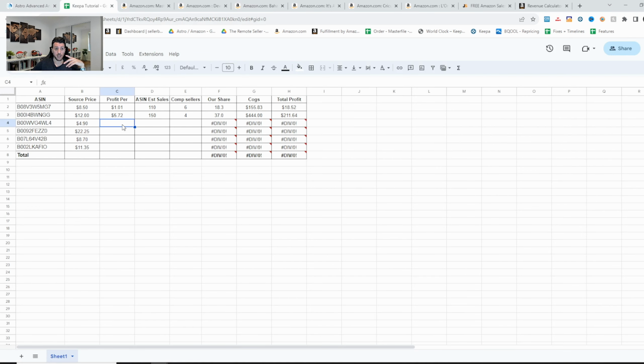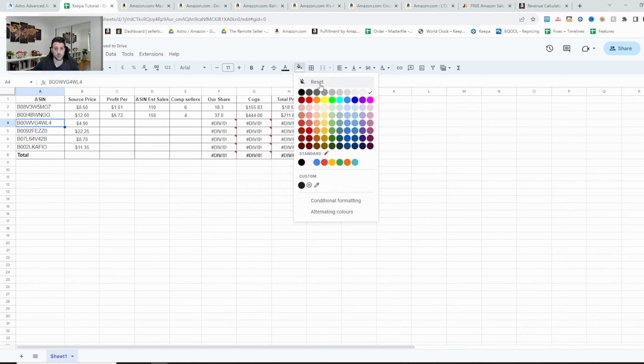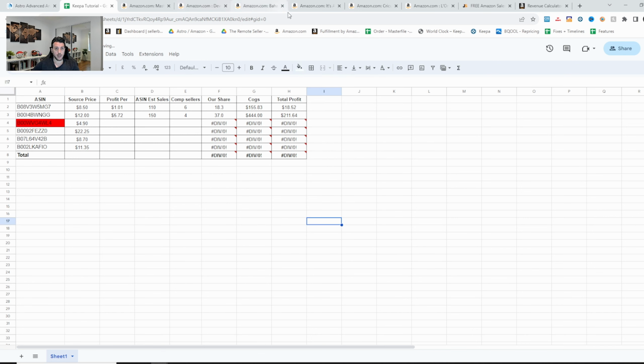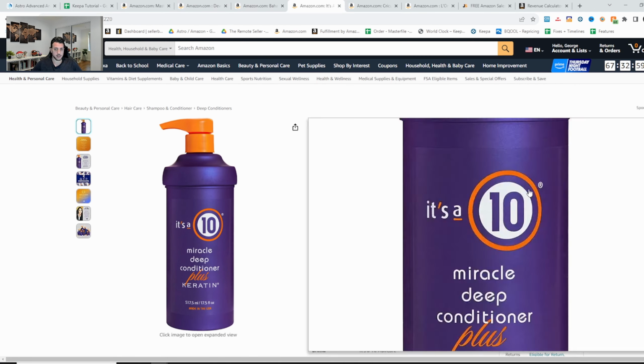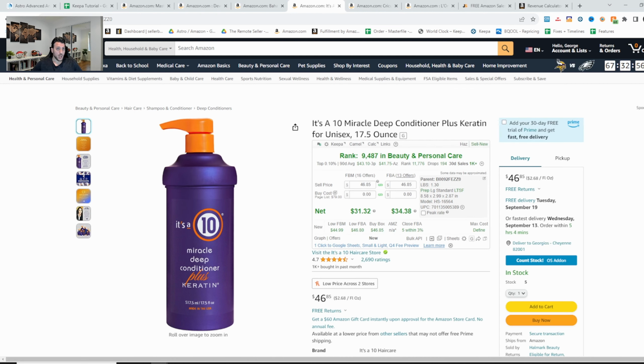Let's just type in 0.1. Actually, there's no point in even looking at this product. Let's just move on. Just going to mark it with a red mark here. And let's go to the fourth ASIN. So this one here is, we sourced this one at $22.50.